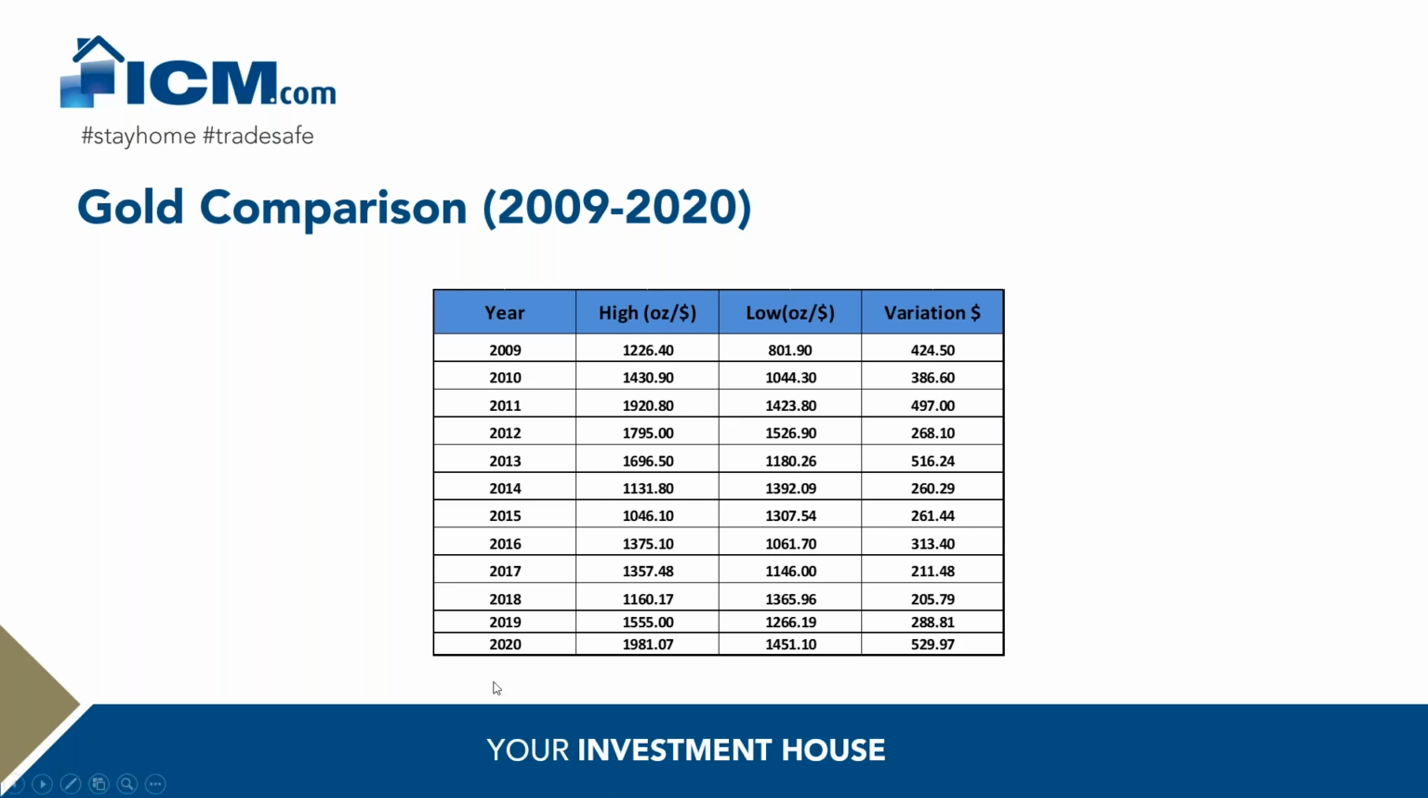When it comes to 2020, which is almost half of the year now, we can see almost $529.97 movement has been given in the market, with a low marked at 1,140 and a high of almost 1,981, which was touched a couple of days ago as a new high. So gold has a lot of comfort.